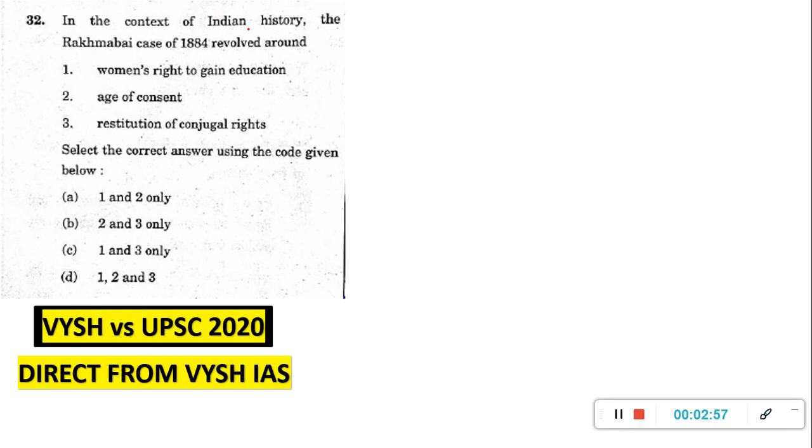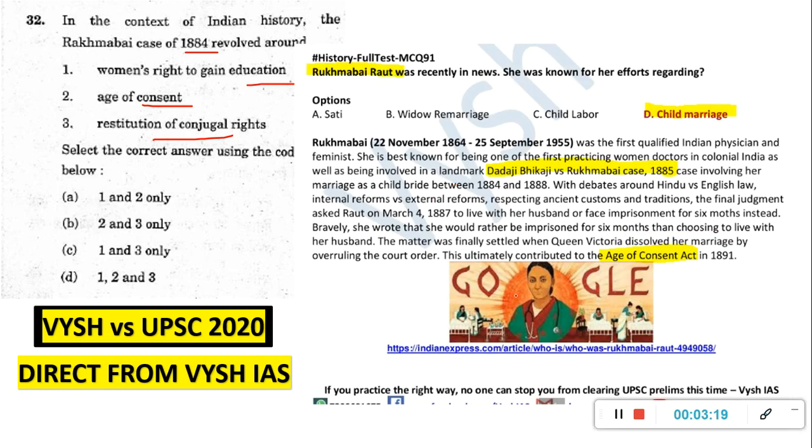In the context of Indian history, the Rakhmabai case of 1884 revolved around what? Okay, so here if you see, one is education, one is age of consent, and one is restitution of conjugal rights. So this again, that time 2017-18, the Google will have that doodle, the picture of different personalities for different reasons when their birth anniversary comes or something. So like that, this person was in news. Okay, a Google doodle was there dedicated to this person. Okay, Rakhmabai was recently in news. She was known for her efforts regarding.